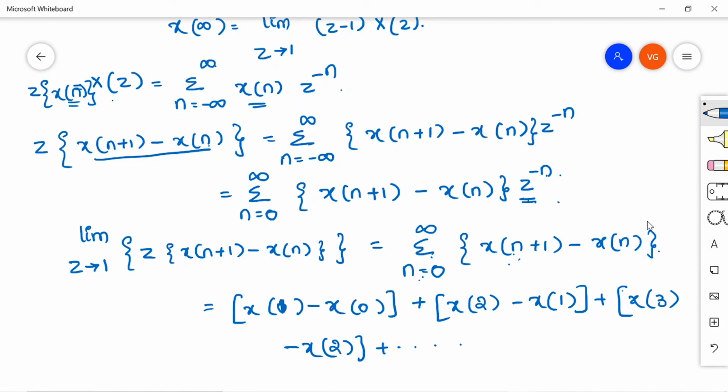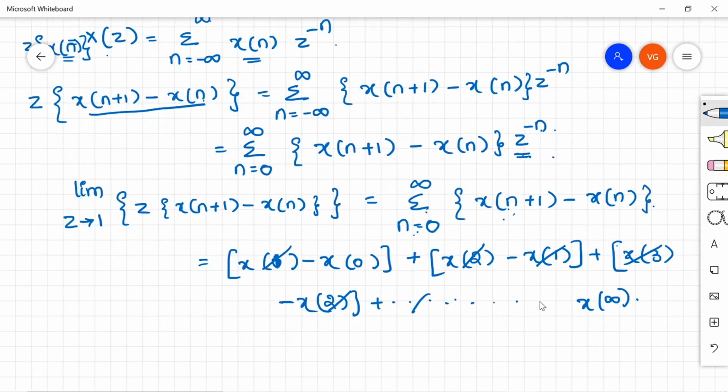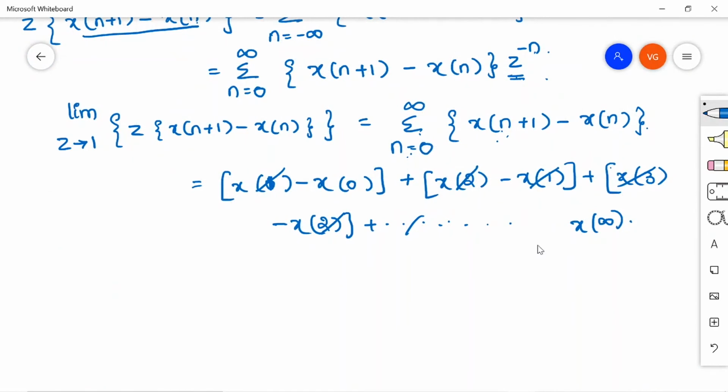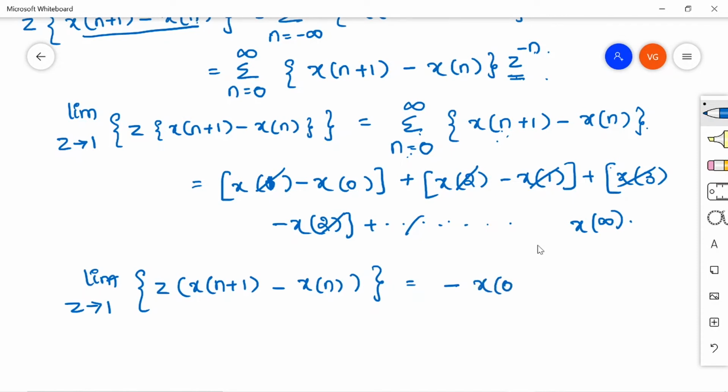Now what happens, see here, x of 1 will get cancelled, x of 2 will get cancelled, x of 3, like this it will get cancelled, only that x of infinity term will be left. So if I expand the summation and cancel out, on my left hand side, limit z tends to 1, Z transform of x of n plus 1 minus x of n is defined as minus x of 0 plus x of infinity.